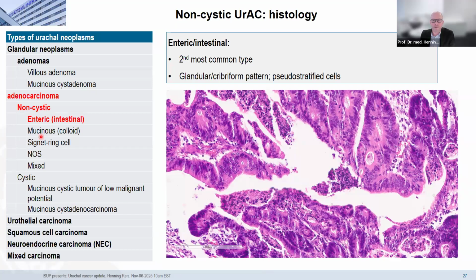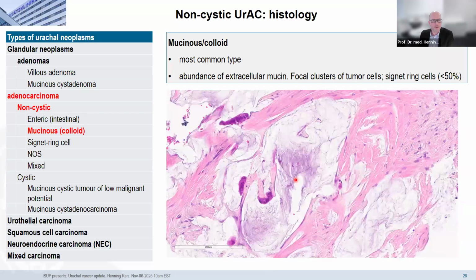It's exactly like what you see in colorectal cancer. It has this gland formation, this dirty necrosis, cribriform structures, pseudostratified cells, which are high grade and lose the orientation to the basement membrane. The most common subtype is the mucinous subtype, where you can see the extracellular mucin, which can also be blue, and the tumor cells in clusters just floating within the tumor of high-grade morphology.